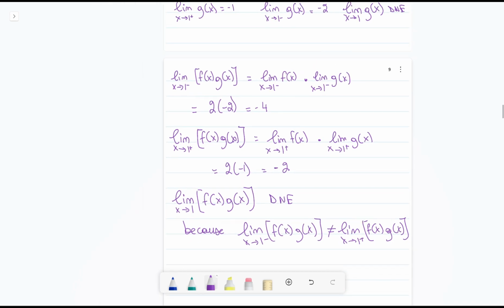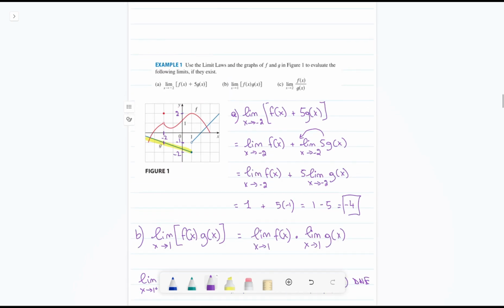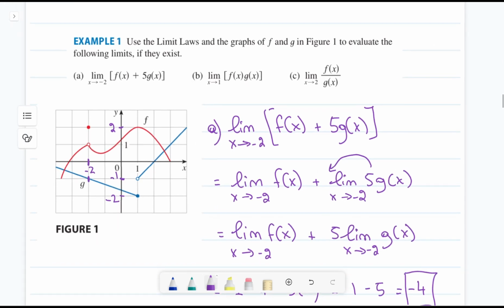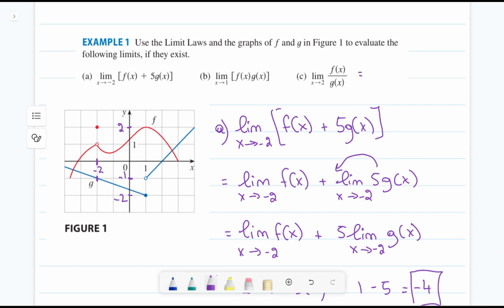And this would be our answer for part B. Now let's look at part C. The limit of f of x divided by g of x as x approaches 2. So we have a property of dividing. So we can say that the limit of f of x as x approaches 2 divided by the limit of g of x as x approaches 2. However, this only works if the limit of g of x as x approaches 2 is different than 0.